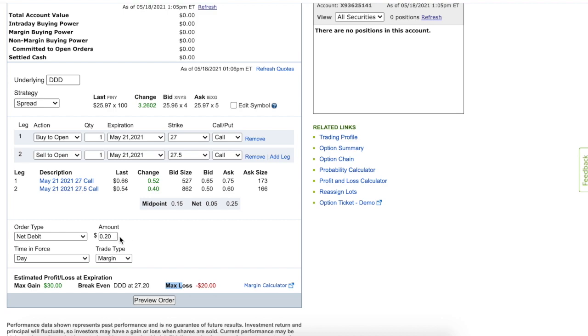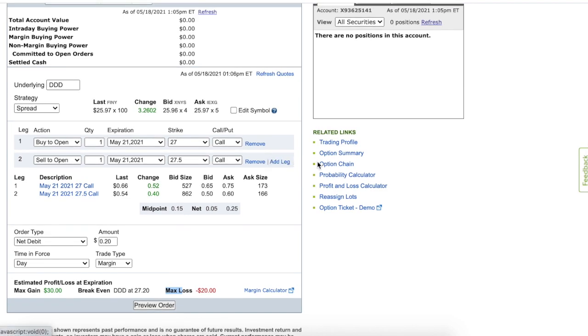Their commissions are 65 cents. Don't quote me on that. I think they're 65 cents per contract on Fidelity. I don't know for the other ones. I think TD Ameritrade is free. I don't know for the rest, so I'm not going to say anything. Don't quote me on that.